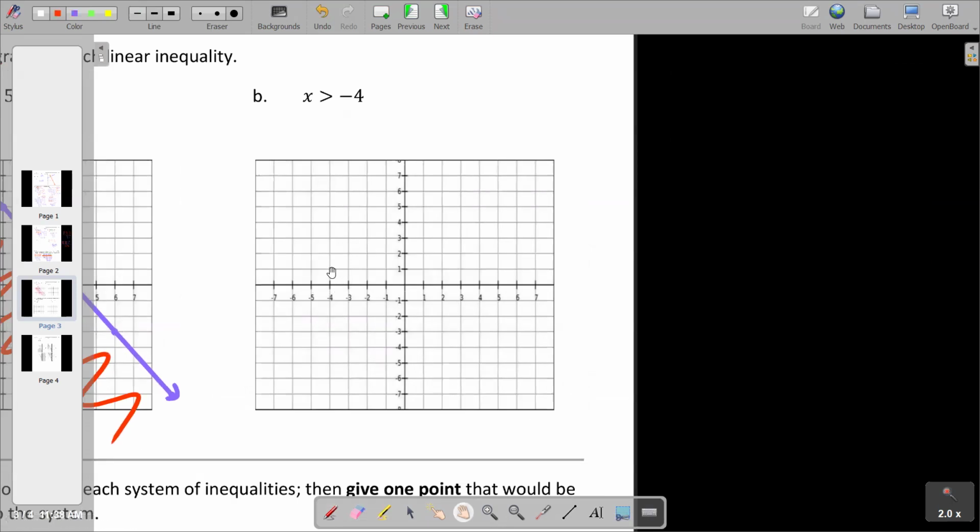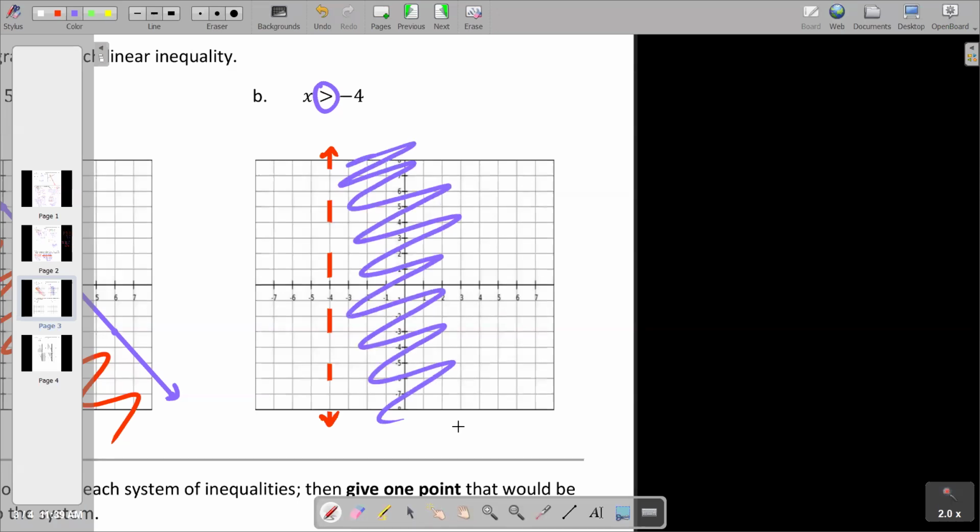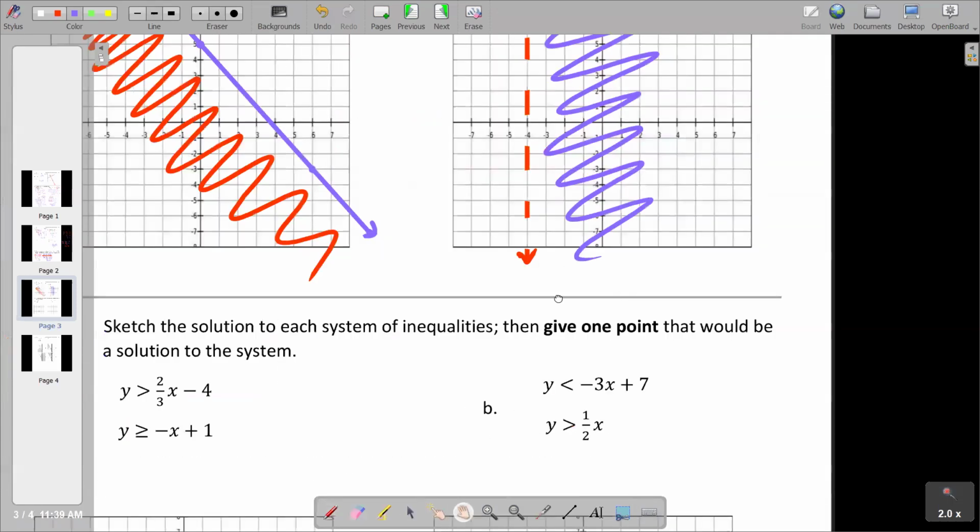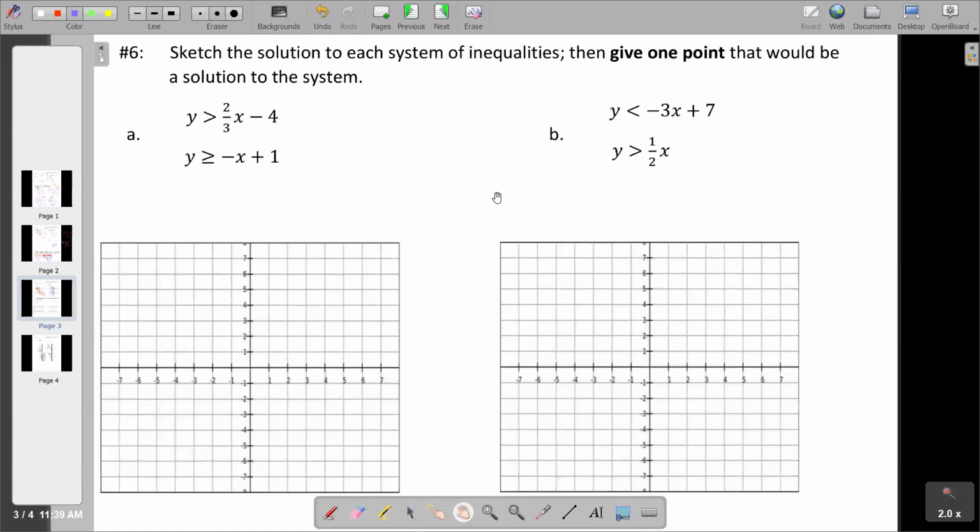It's a vertical line. So I'm going to go to -4 on the x-axis and I'm going to make a line. And do I like this line? I shouldn't. It's dotted. So I'm going to go back and fix my line and make it dotted like this. And which way will the shading go? To the right, because greater than is obviously to the right. Very good. And so I'm going to shade over here like this. Any questions on that?